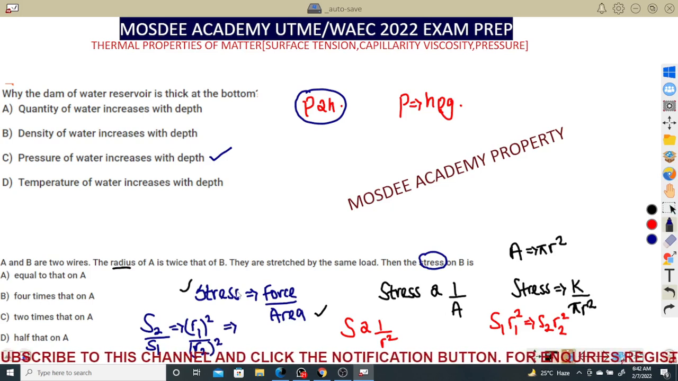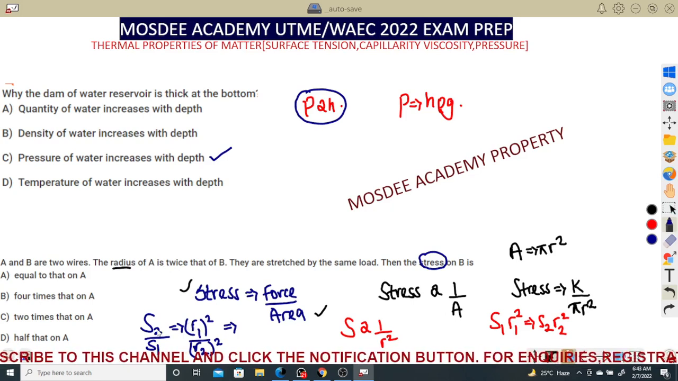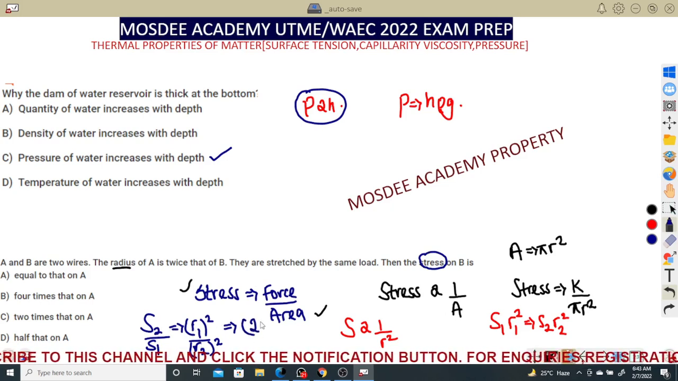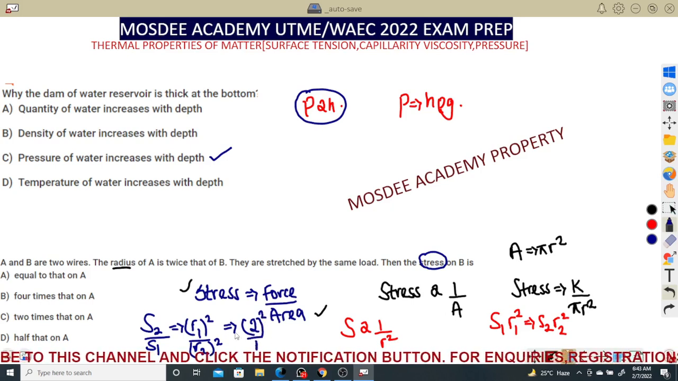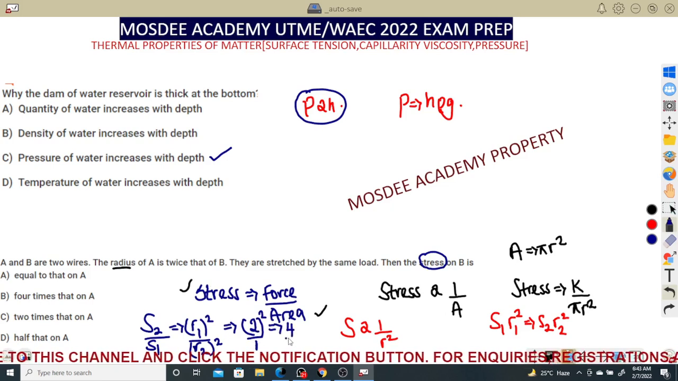So we are looking for the stress on the second wire. Radius of A is twice that of B. So this is stress 2, which is B, and stress 2 over stress 1 is the radius of the first one squared over the second. Let me take the first one to be 1, so the second one is twice the first one. Sorry, the radius of A is twice that of B. As you can see, that's 2 squared over 1, that is 4 over 1. So a 4 to 1 ratio, which is going to give you 4.